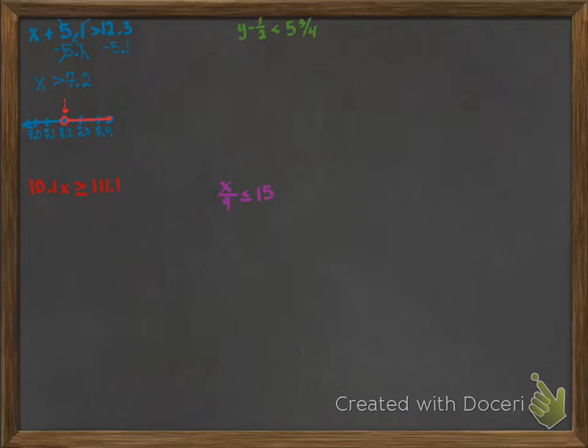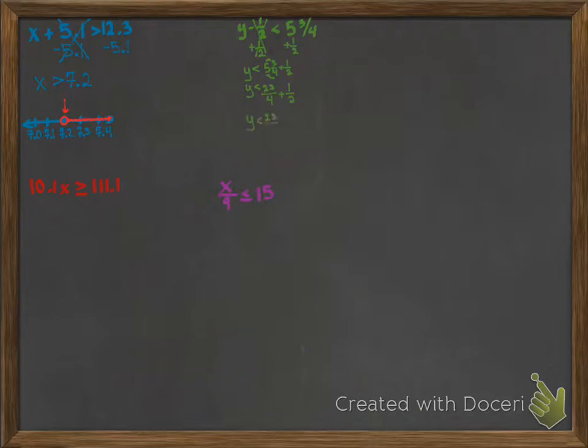All right, so if you move to the green, how do you get y by itself? You're going to add 1/2 to both sides. Cancel out on the left. You get y is less than 5 3/4 plus 1/2. And I'm going to leave it like that right now because we're going to have to add the pieces. Let's go ahead and change 5 3/4 into an improper fraction. So 4 times 5 is 20 plus 3 is 23. So 23 over 4 plus 1/2.